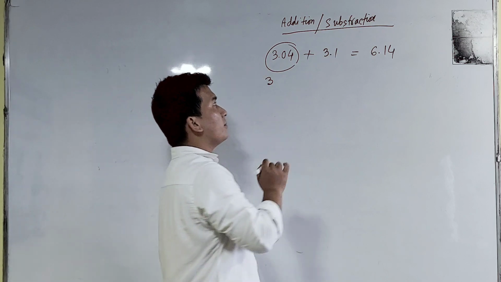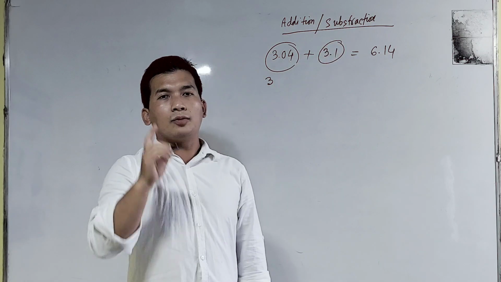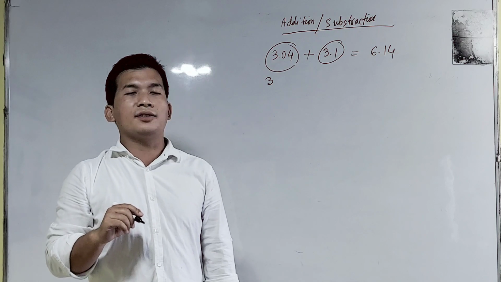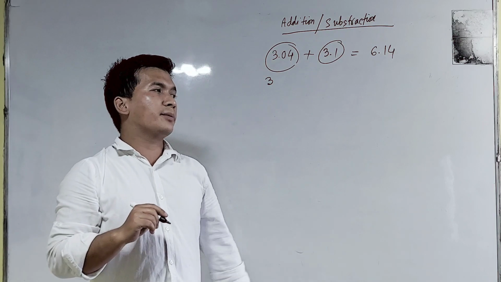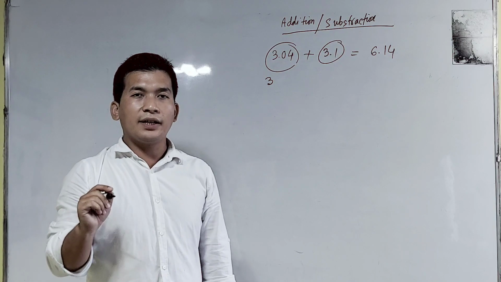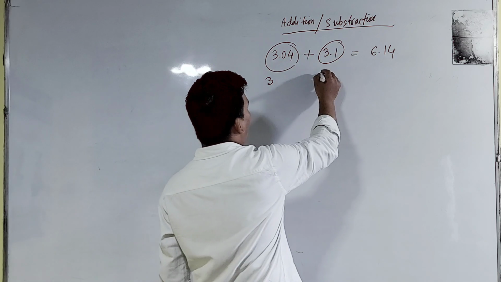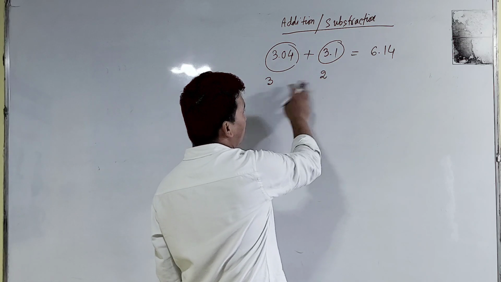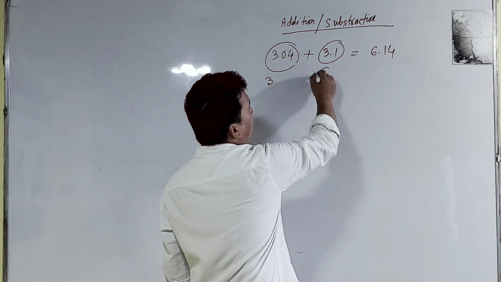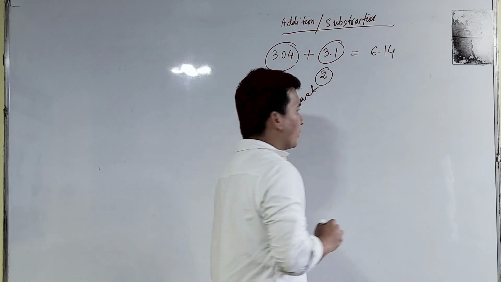What about the second number? The second number contains only 3 and 1. These two are non-zero digits only, so this number will have two significant figures. And of all these significant figures, which one is the least? This two is the least significant figure.